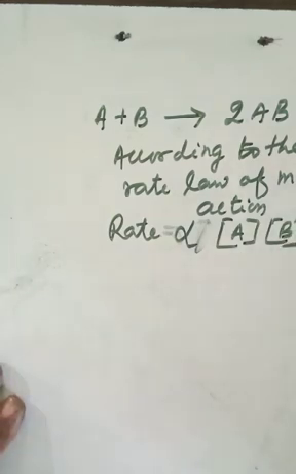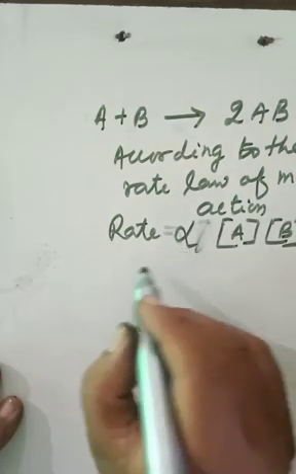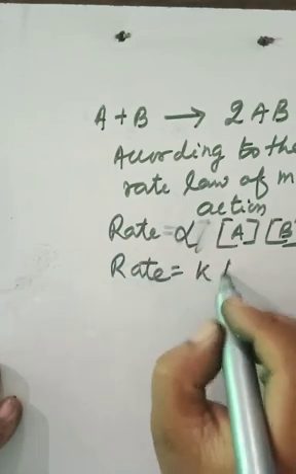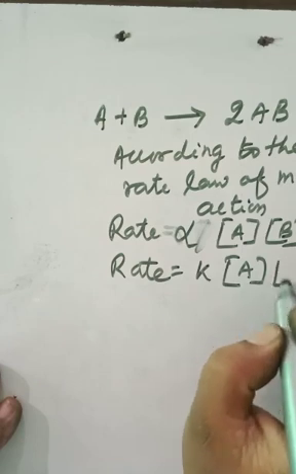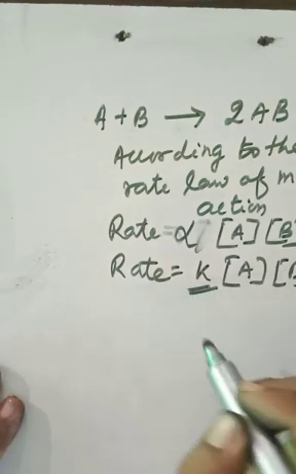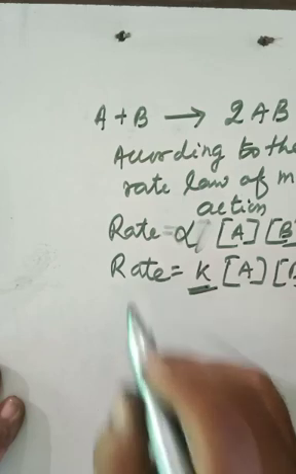Okay, now we remove the proportionality sign, then it will be rate equal to K into A into B. This is the rate law equation. Now K is the rate constant.